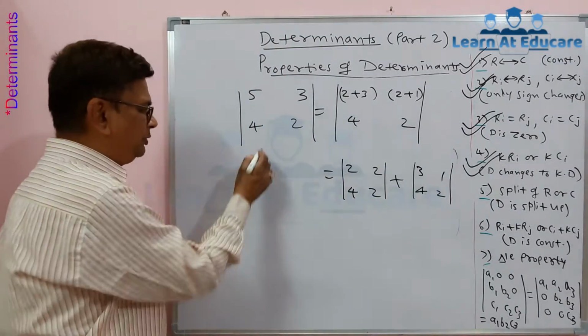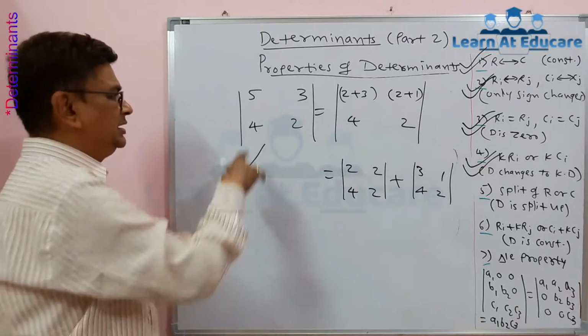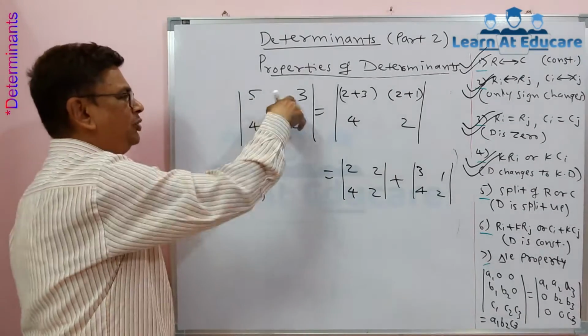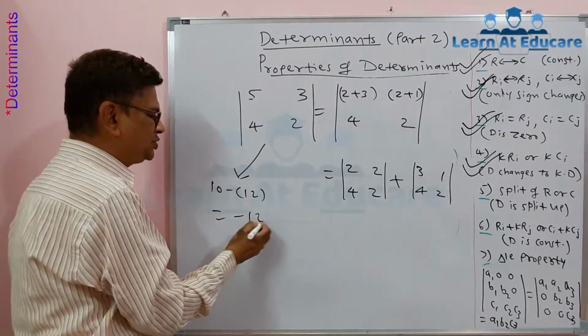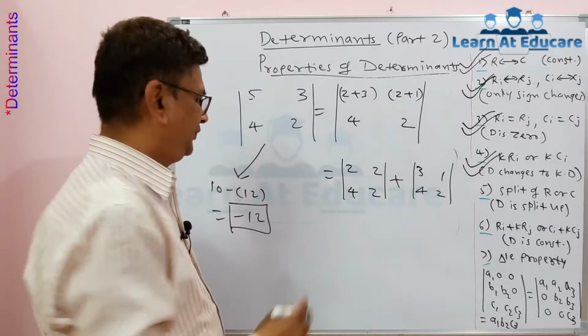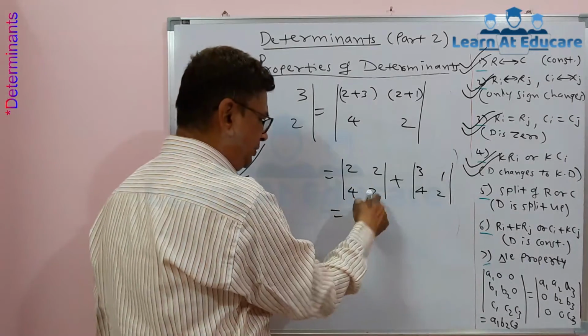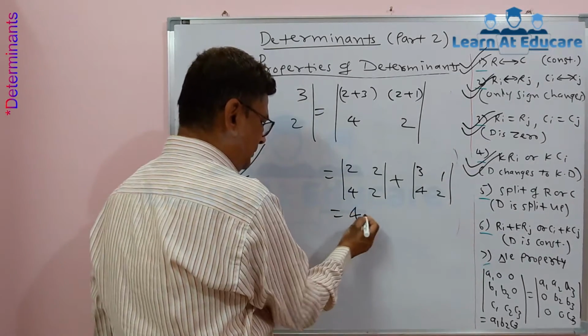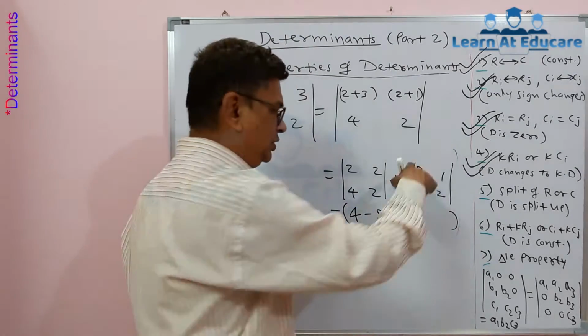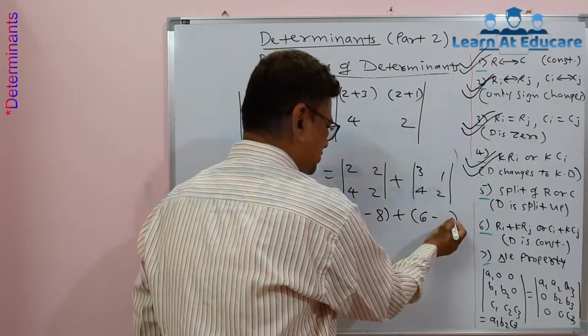Now we find the value of the original determinant, that is, before the split up. 5 into 2, 10, minus 4 into 3, 12, and that comes to be minus 2. Now let us check this addition. The first determinant of this new sum: 2 into 2, 4, minus 4 into 2, 8, plus the second determinant value, 3 into 2, 6, minus 1 into 4.